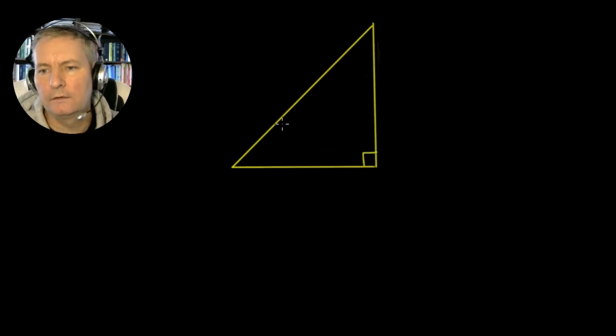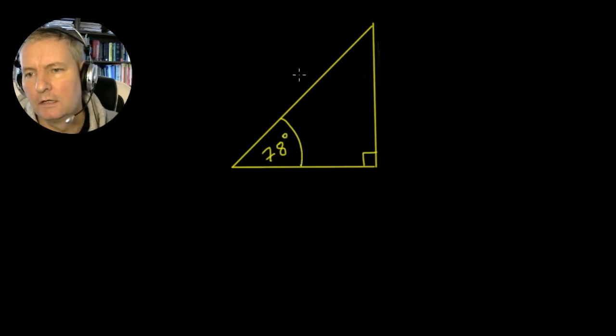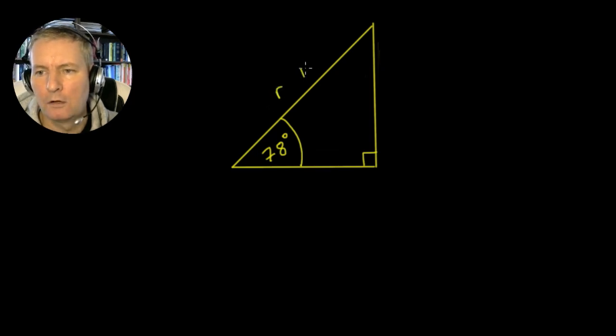So let's do an example using the sine function. Let's start off with a right angle triangle, and this is a right angle here. Now let's say we're given this angle is 78 degrees and the length r here is going to be 105 meters, and we're told to find this height here, y.